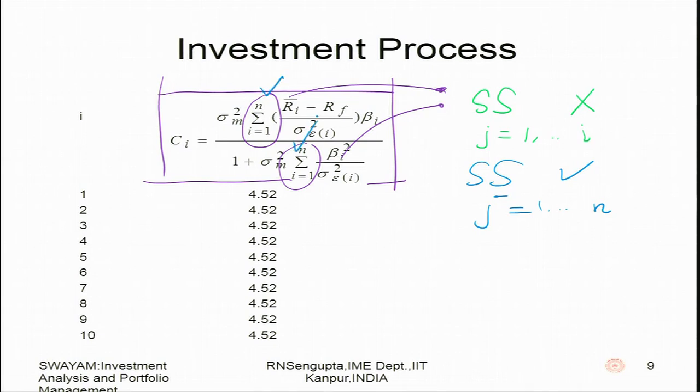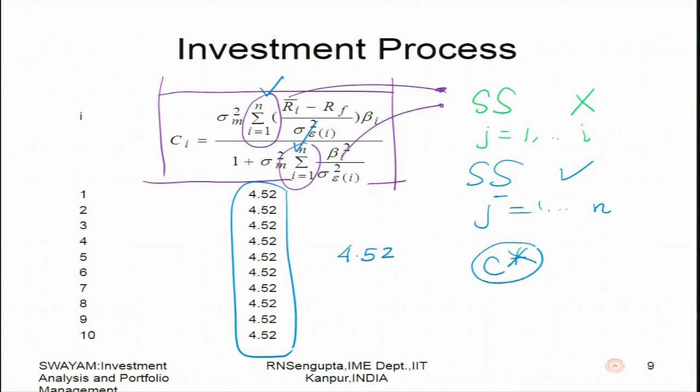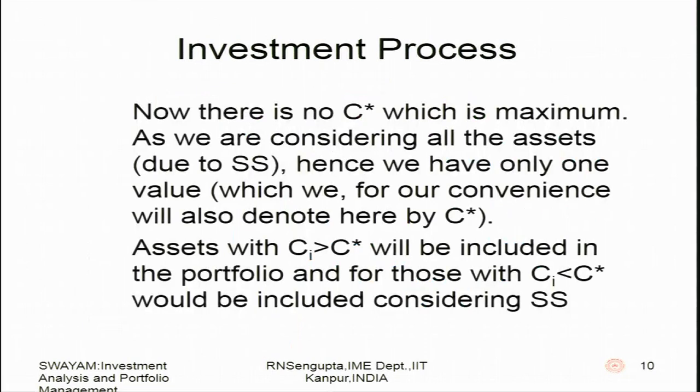That is why, if you pay attention to the values, all of them come out to be the same, which is 4.52. So now the question would be, what value of C star did we consider, considering that the overall sum is 4.52? Now, this is what I am mentioning. There is no C star which is maximum.